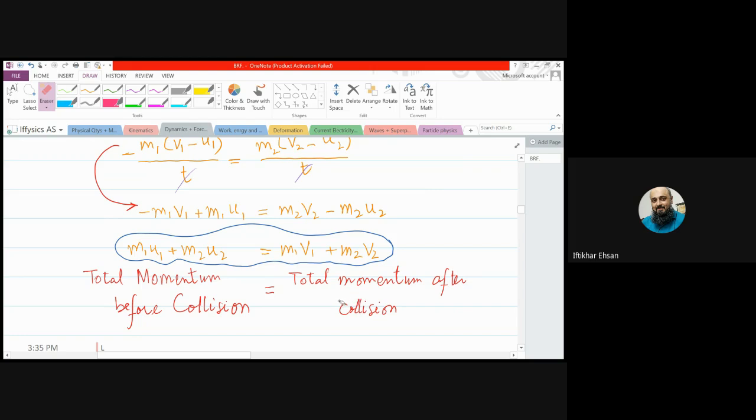This proves the total momentum stays the same, right? So this is what we wanted to prove, that the total momentum of a system stays the same. Clear, beta ji? Yes.